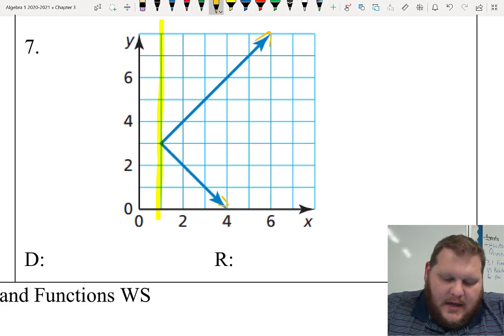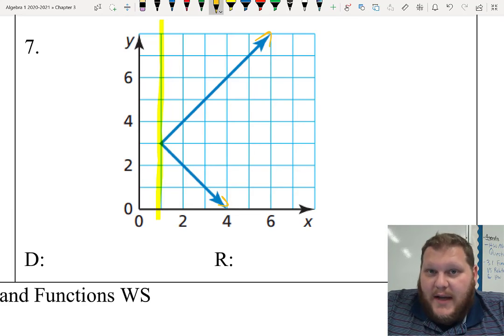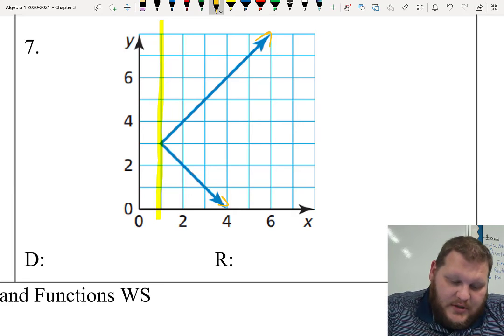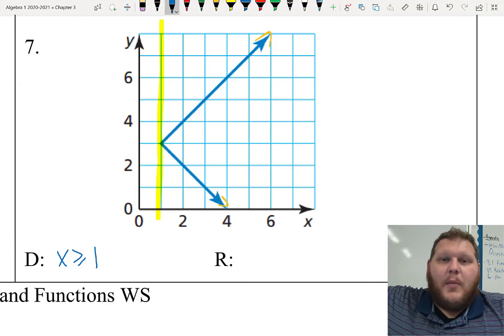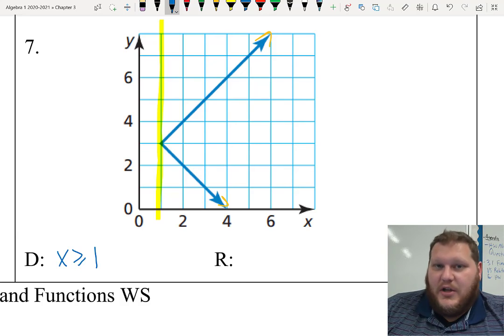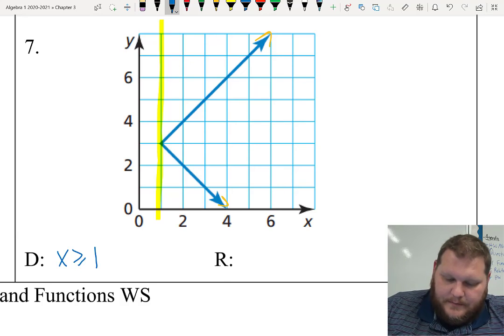So in this case, if all of my x values just have to be bigger than or equal to positive 1, I'm just going to go ahead and write that. I'm just going to say all of my x values have to be bigger than or equal to positive 1, because I don't have a biggest number that my x's exist for. It just keeps going as far to the right as it wants to.